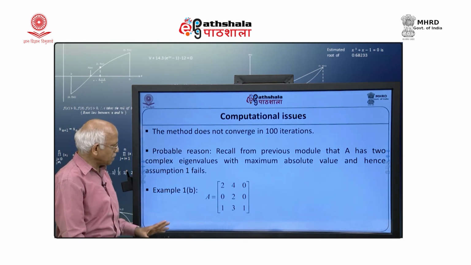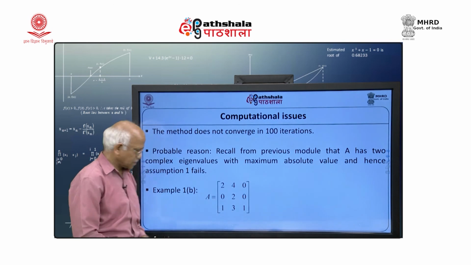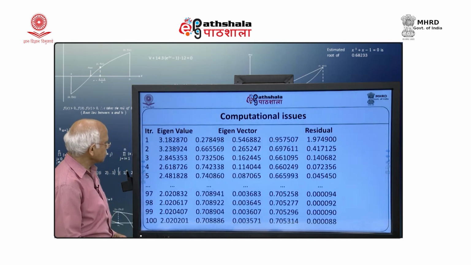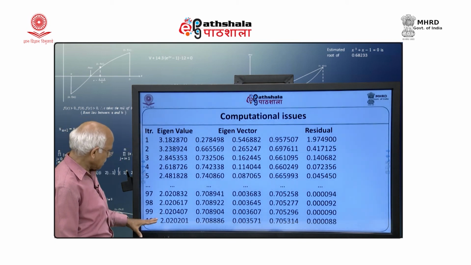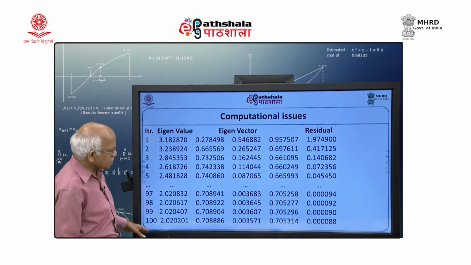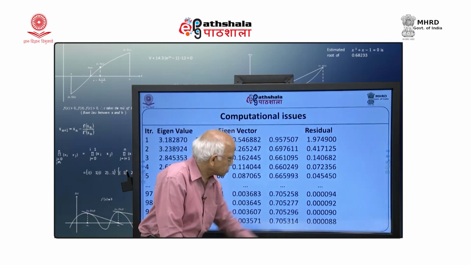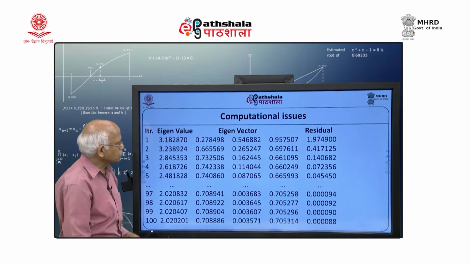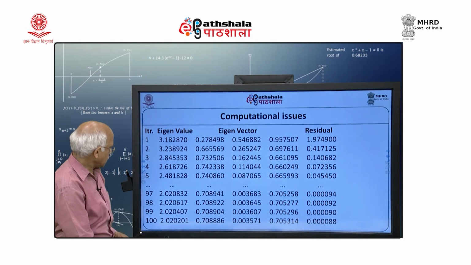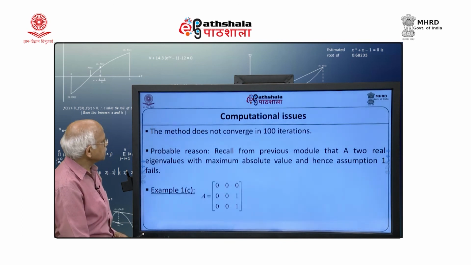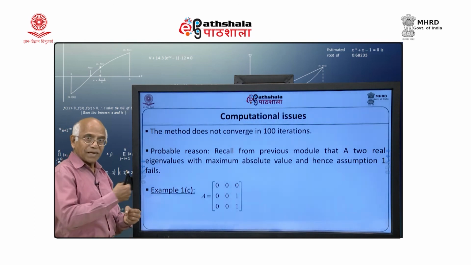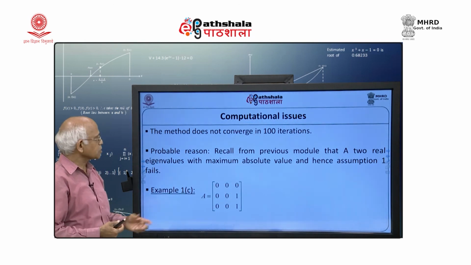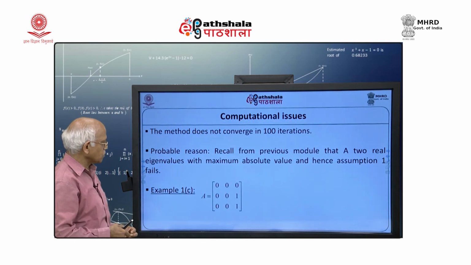In example 1b, the matrix is given like this, and we are again applying the power method. We can see here that in the 100 iterations we are getting 0 0 0 0 8 8, and therefore the method does not converge in 100 iterations if we take 10 raised to minus 6 as the tolerance limit.